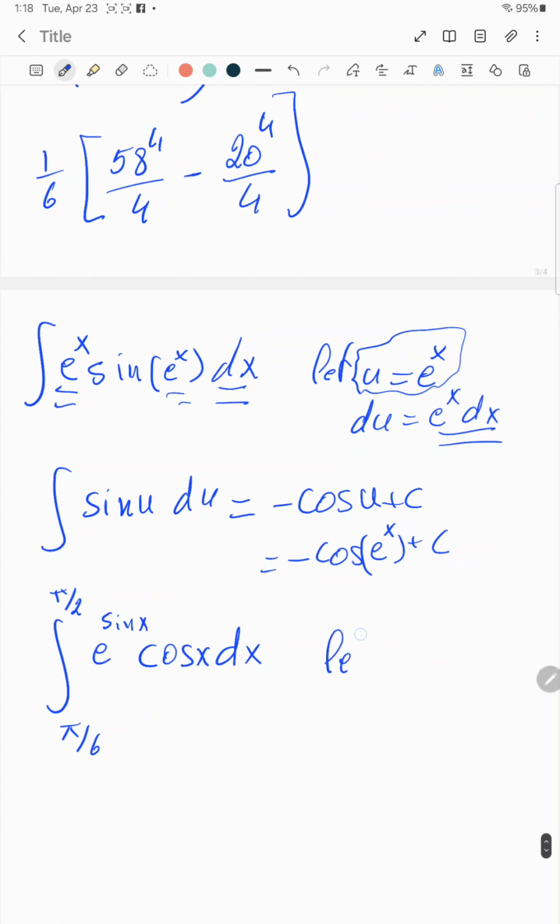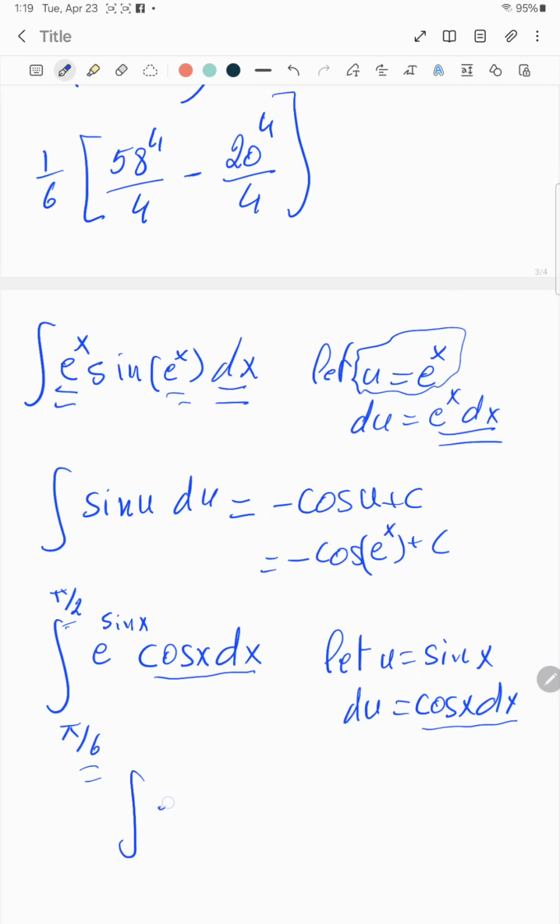So what I take, I will say let u equal sine x. So my du equals cosine x dx. You see this here? That becomes my du, and then it becomes e to the power of u. So by changing the variable, you see that my integral becomes very easy. And then we will do the boundaries of my integral later on. So this will become e to the power of u du.